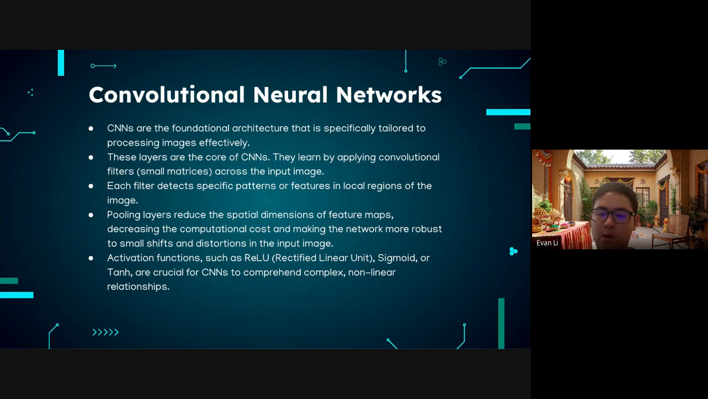The interplay of convolutional networks, pooling layers, and nonlinear activation functions is what makes CNNs so exceptionally well suited for processing and understanding image data, forming the foundation of countless computer vision applications.